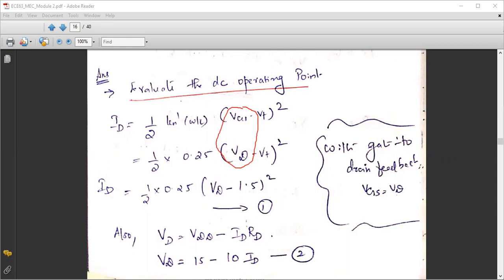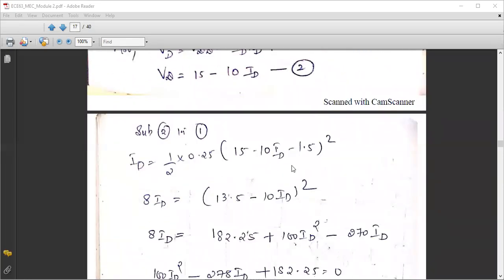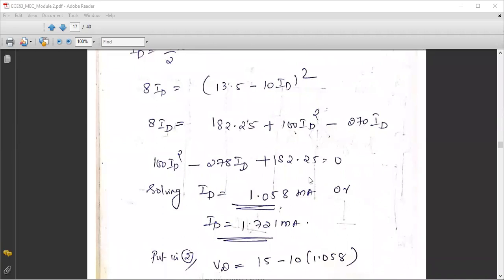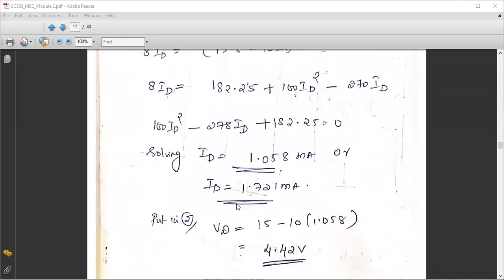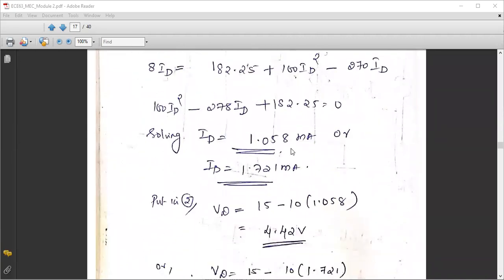The output voltage is nothing but the supply voltage minus the drop across RD. That is equation number 2. After substituting equation 2 in equation 1, all the variables will be in ID. Then you have formed a quadratic equation, and by using the calculator you got two solutions, 1.058 milliampere and 1.721 milliampere.